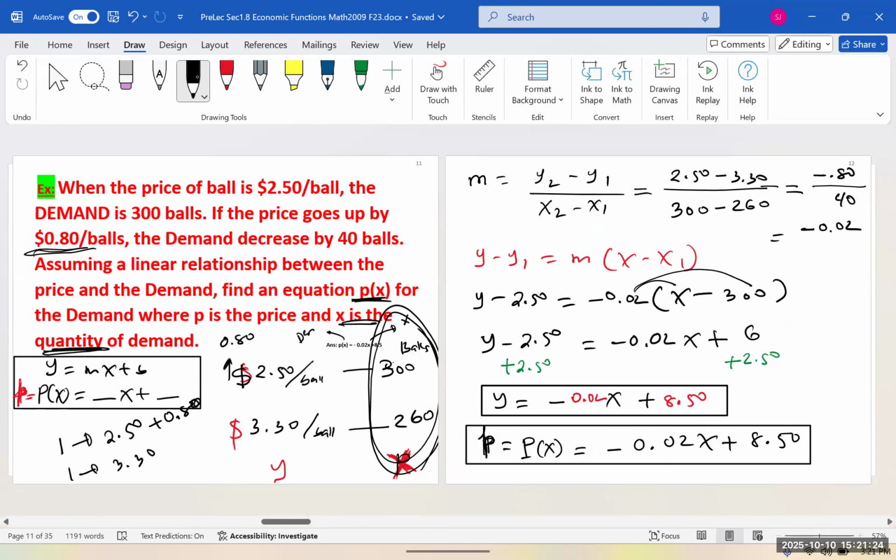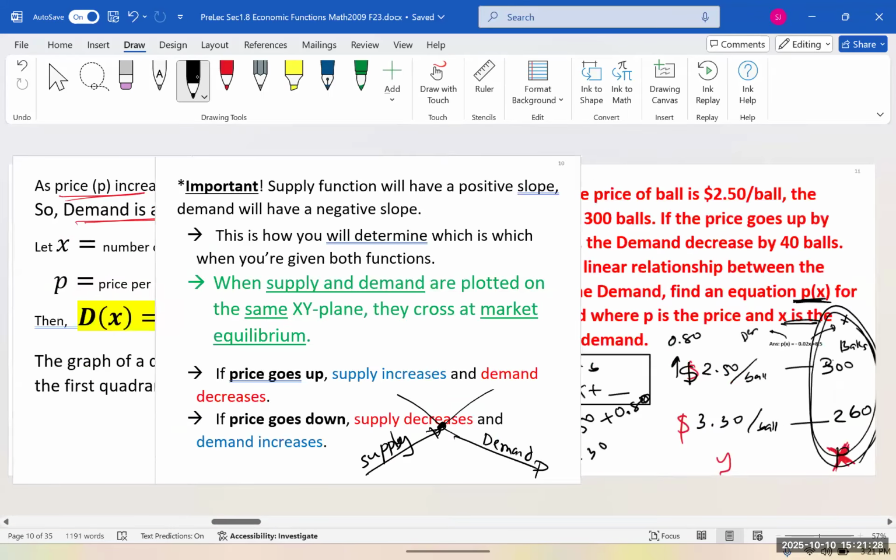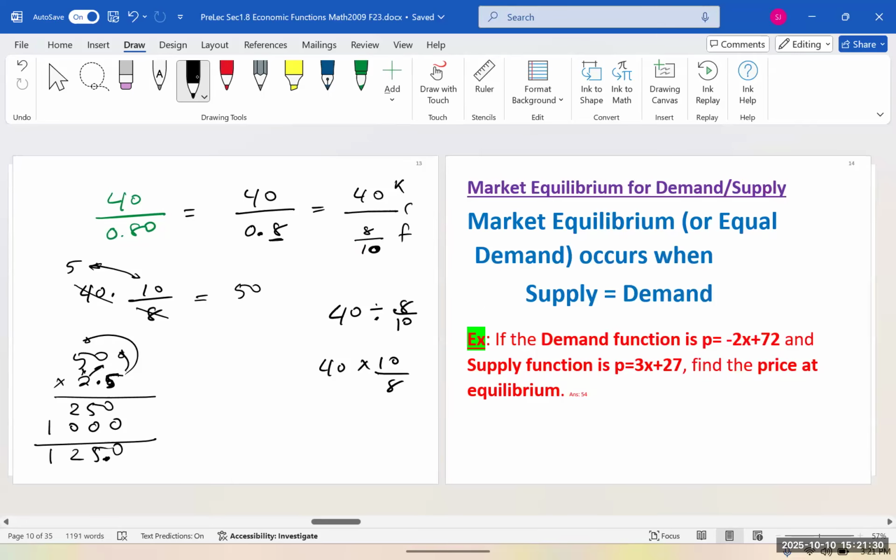So we know how to find the demand function. We learned how to find the supply function. And now we want to find the equilibrium. When they are equal, demand equals supply. So do this by yourself.